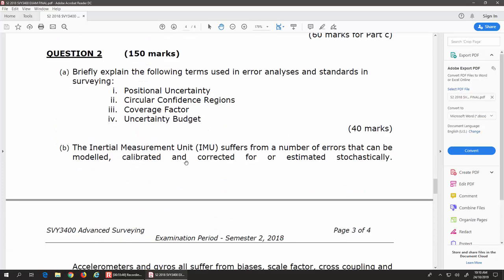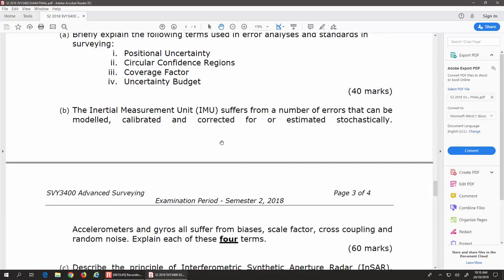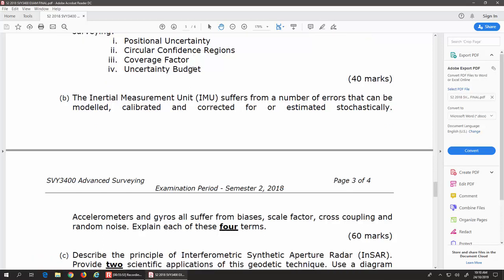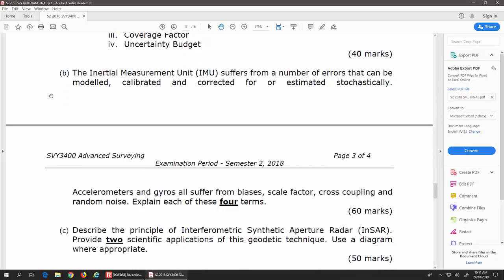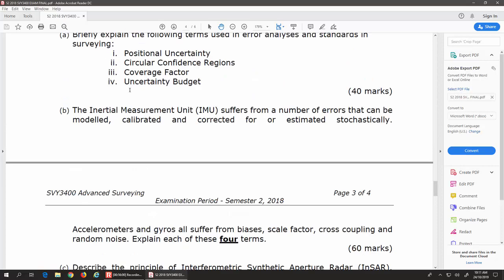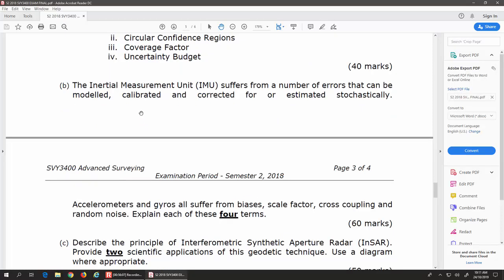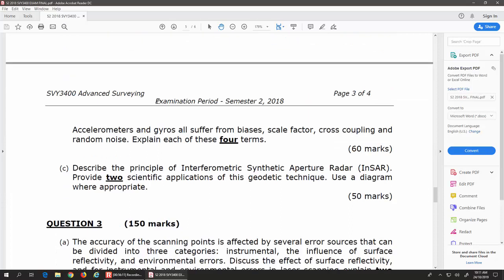This is the question I told you. It should be from terminology always. So have a look. 40 marks, to be honest, is a given mark to me. You all even know it by heart. So positional uncertainty, easy peasy. IMU, I told you, it can be gyros, accelerometer, four different sources of errors, this type of question.